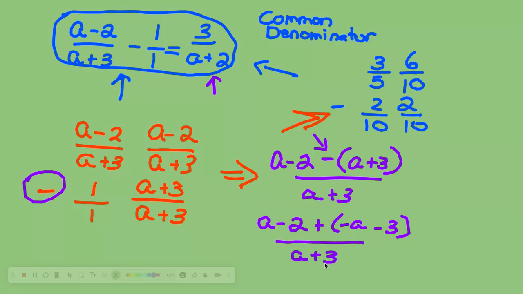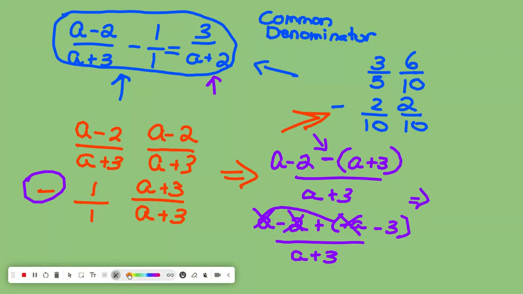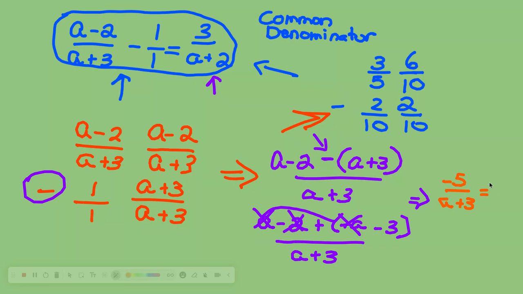Then combine like terms. A minus a, they cancel out. So you're left with just, oops, canceled the wrong one. You're left with negative 2 minus 3, so you get negative 5. Again, we'll change the color. So we're going to be left with negative 5 over a plus 3, and it's going to equal 3 over a plus 2. Because that's the other part of the equation.